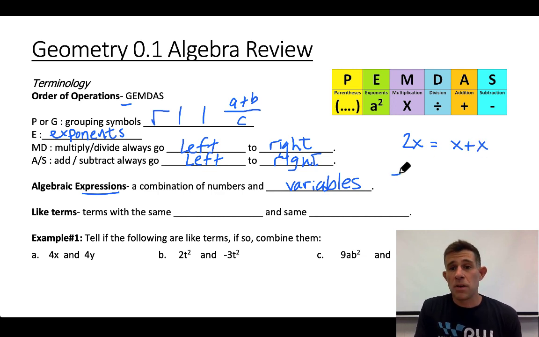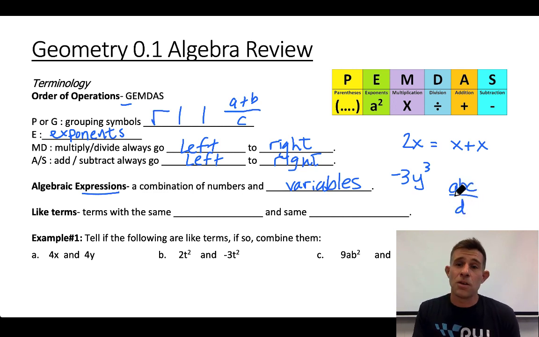Another expression might be negative 3y cubed. Here we have the variable y, and this superscript 3 really represents that we're multiplying y by itself 3 times. This negative 3 in front of the y cubed is our coefficient on that. So these are expressions. Now, expressions might also have more than one variable and actually no coefficient. So you might have something like this, a, b, c, all divided by d. This also is an algebraic expression.